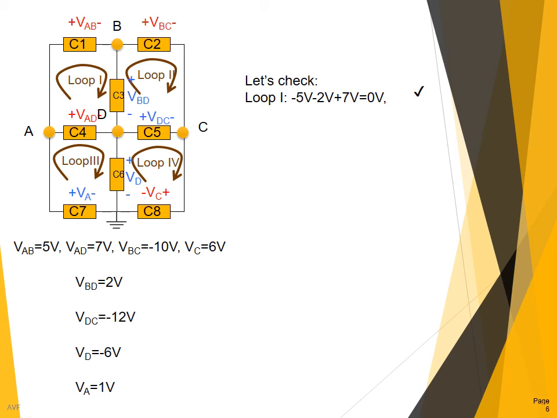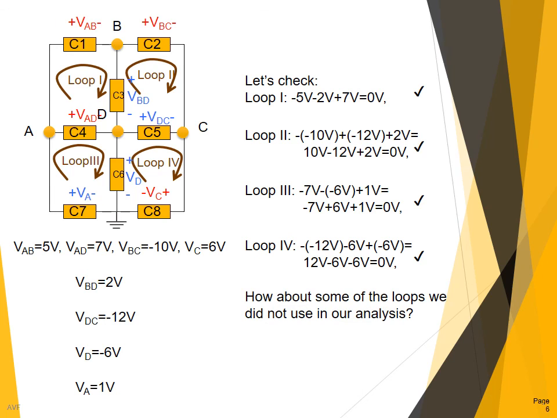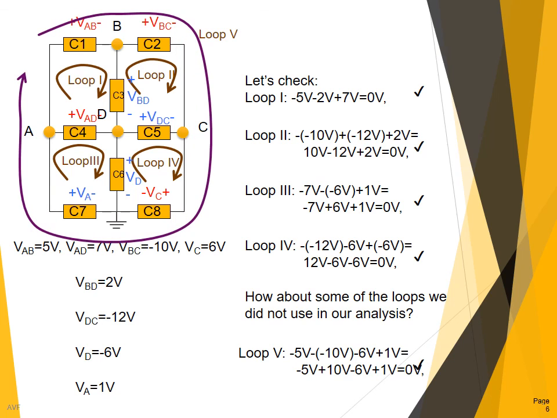Minus 5 minus 2 plus 7 is equal to 0. That's a check. Minus 10, which is plus 10, minus 12 plus 2 is 0, minus 7 plus 6 plus 1 is equal to 0, 12 minus 6 is equal to 0, and I also check some of the other loops. So if I go around loop 5, will I have a check? Yes, I do. Minus 5 plus 10 minus 6 plus 1 is equal to 0, so that's a check. And if you're still not convinced, feel free to go around any loop in the circuit and make sure that KVL is satisfied.